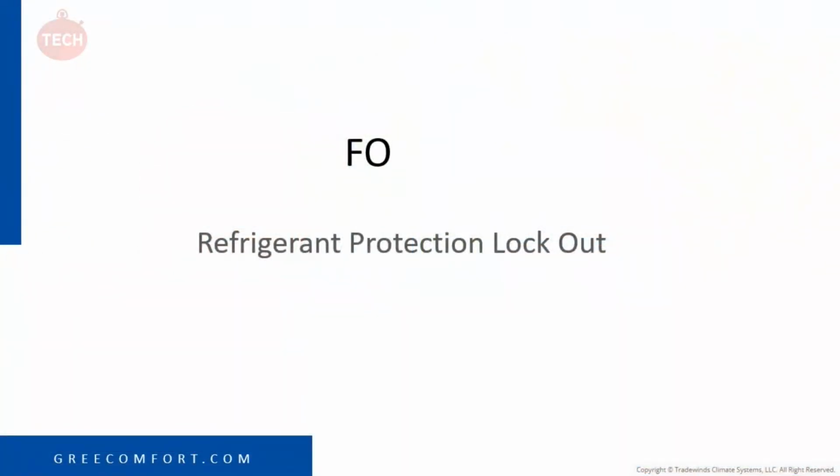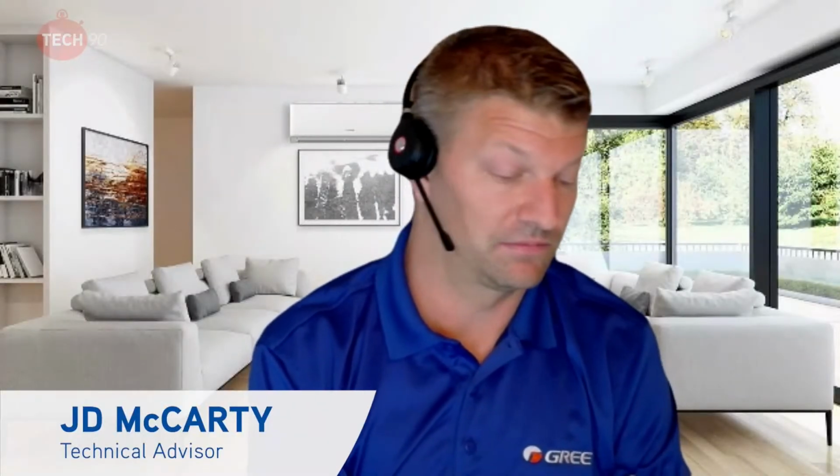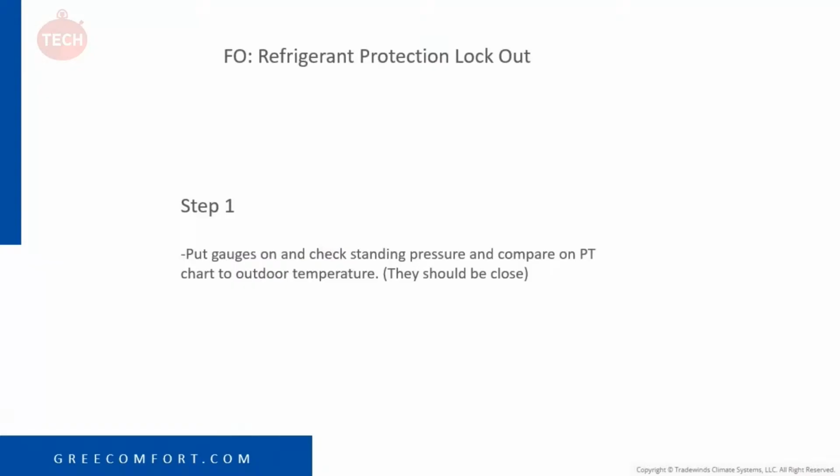So now we're going to get into our second code, which is FO. FO is refrigerant protection lockout. What I tell people, this is probably my most common call. If you're getting an FO code, it's a hard reset code. Before you do the hard reset and turn it back on, you want to make sure, obviously, we have refrigerant in there, because it would be bad to start the unit up without refrigerant. So that's why step one here is put gauges on, check standing pressure, and compare that to your PT chart.